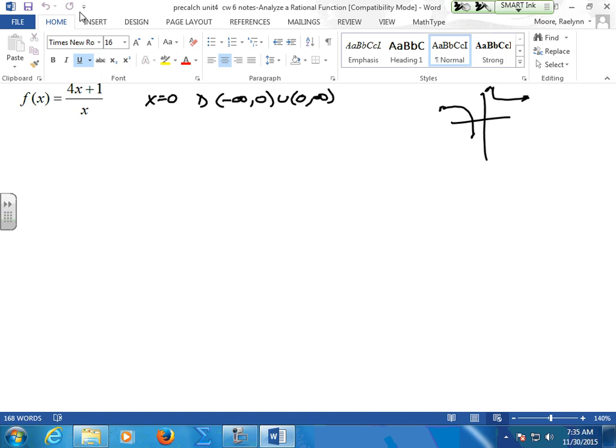So we take a look at your y-intercept. This one's easy because we just set x equal to 0. So x is 0, so this comes out to be y equals 1 over 0. What do we get? Nothing?